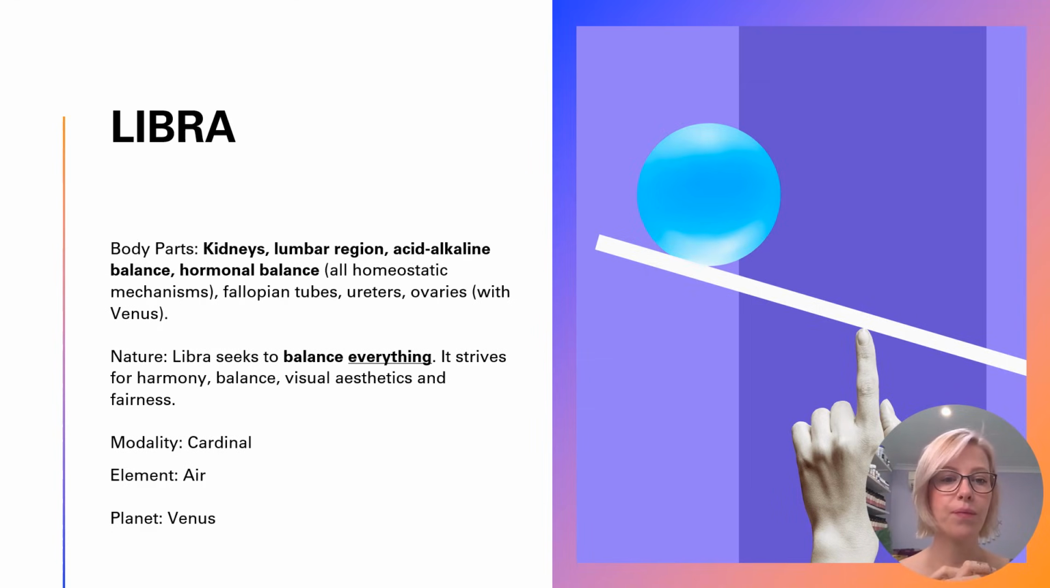Quite often with Libra, we are checking the kidneys, bladder function, fallopian tubes, ureters, hormones as well, because of the hormonal balance. It is a cardinal sign, so it has that initiating energy. It is an air sign as well. That's why Libran people, even though it's not medical astrology, tend to be very diplomatic, liked by a lot of people, and can be people pleasers because they're constantly trying to keep balance and harmony, and that's how Libra functions in the body. Ruling planet is Venus.